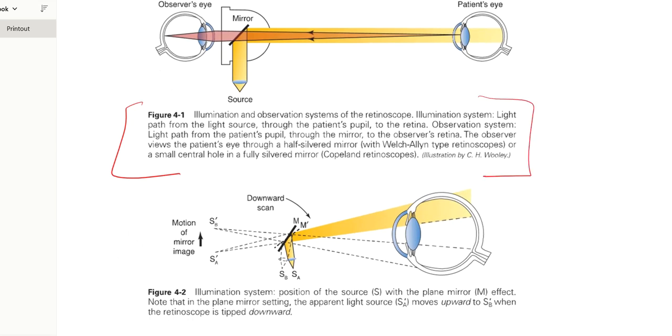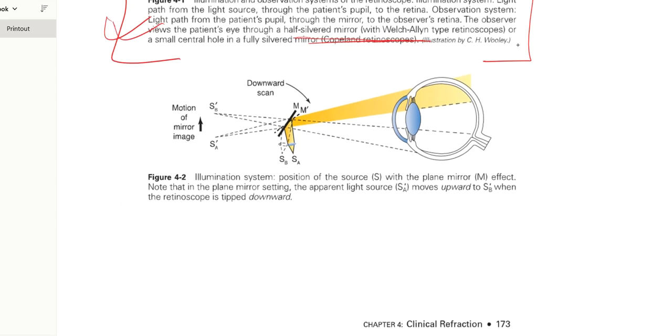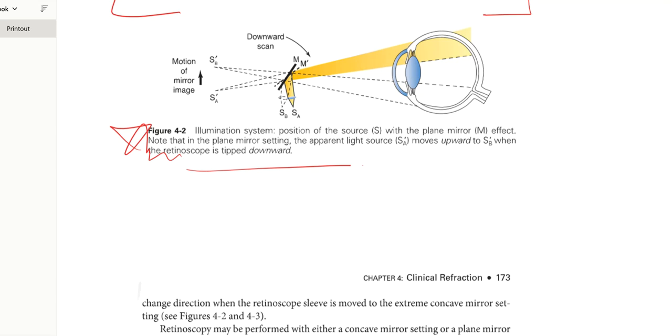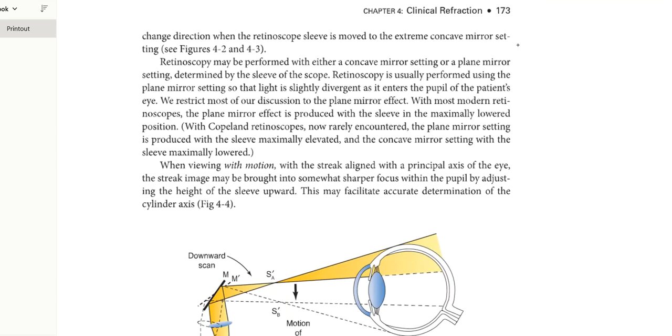Different types of retinoscope, half mirrored like these. Important. Concave mirror and plane mirror effect. When is the concave mirror effect? When is the Copeland retinoscope used? Please read these things.